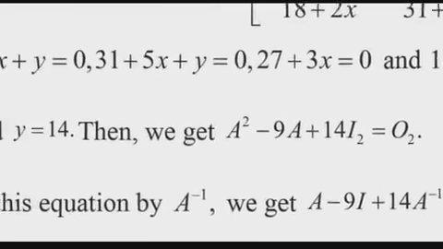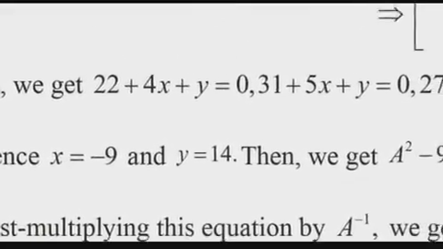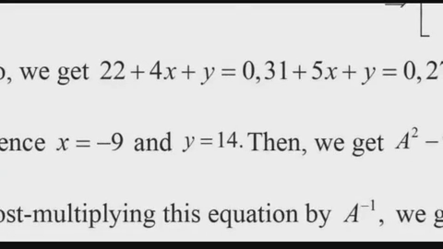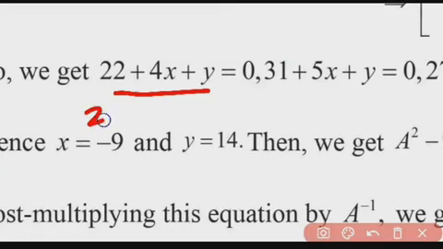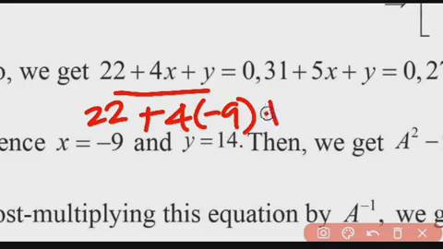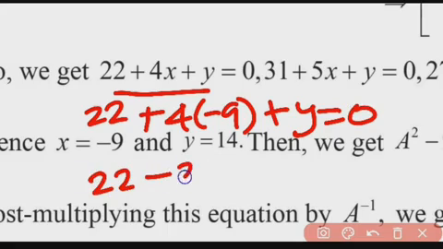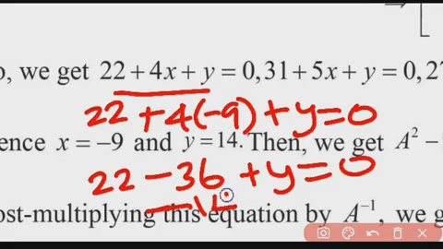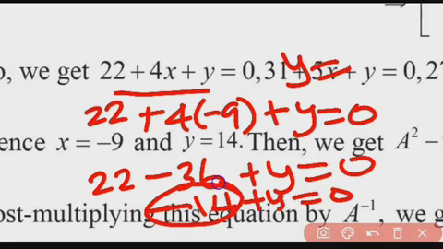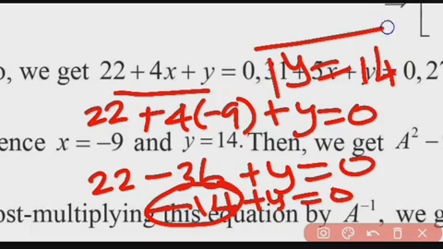Next we are going to find a y value. So we know that x equal to minus 9. Substitute in the first equation or second equation. So we'll take the first equation. 22 plus 4 into minus 9 plus y equal to 0. So 22 minus 36 plus y equal to 0. This is minus 14 plus y equal to 0. Then y equal to minus 14. If we transform that side, it's plus 14. So y equal to plus 14.